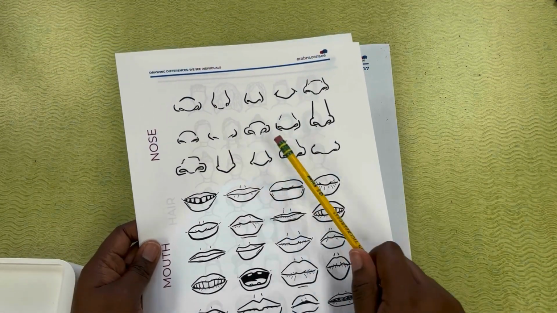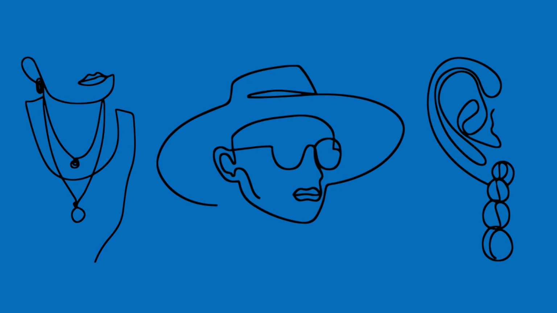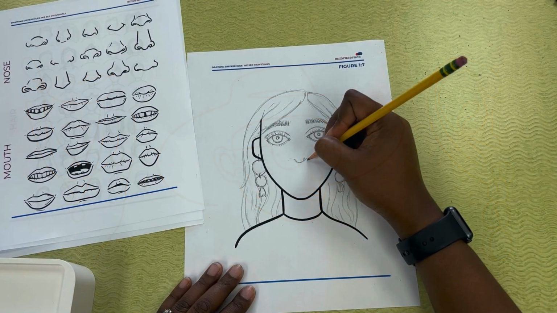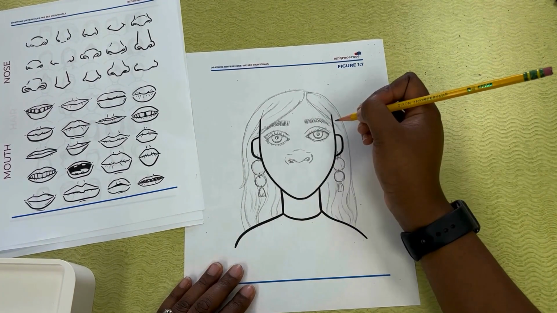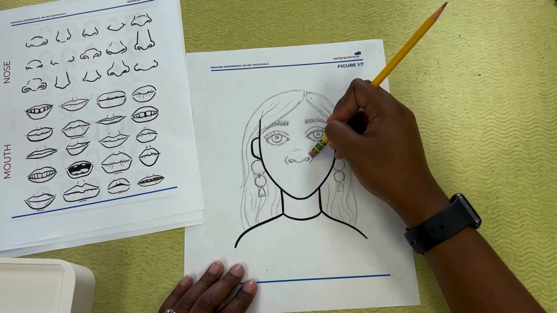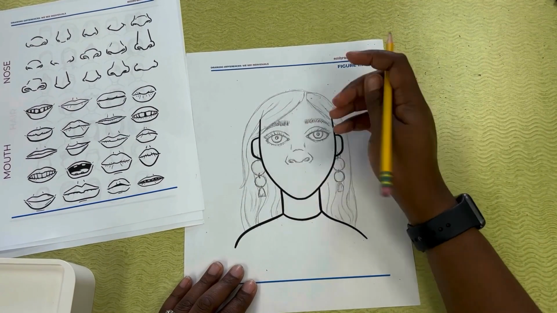You can also add accessories like earrings or glasses or braces or anything else that makes your self-portrait look more like you. Or if you're drawing someone else, the things that capture the spirit or personality you see.